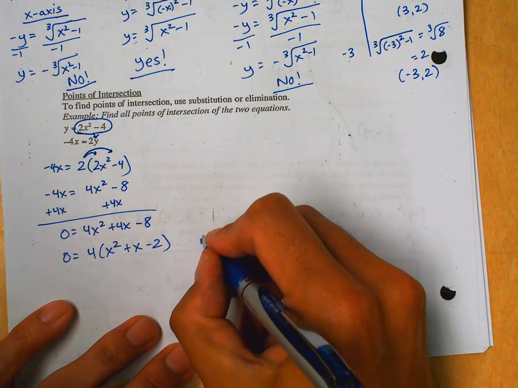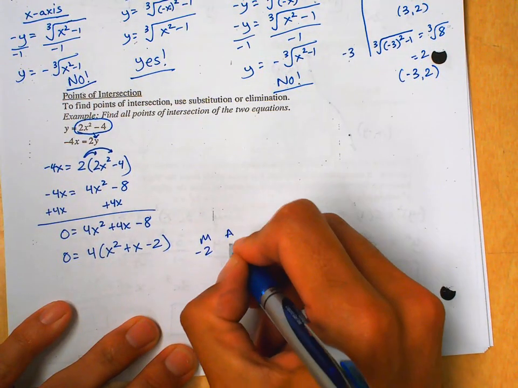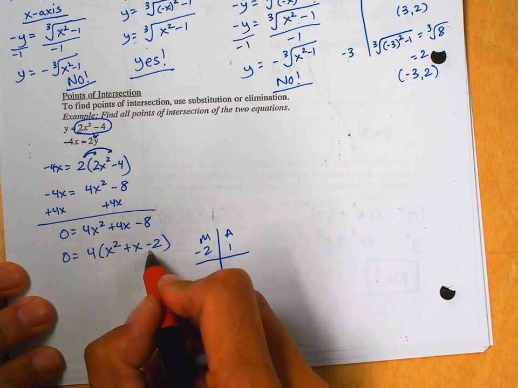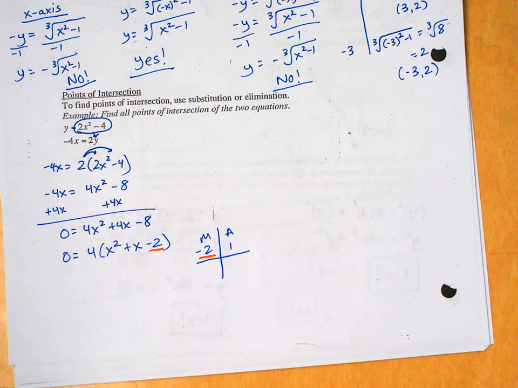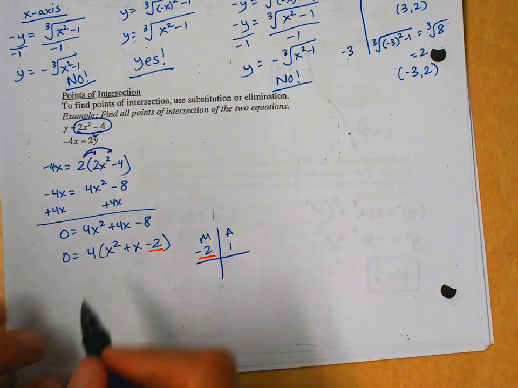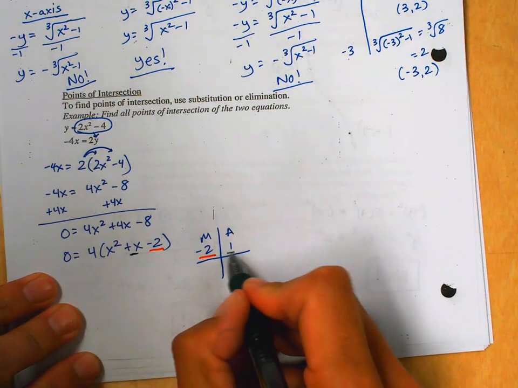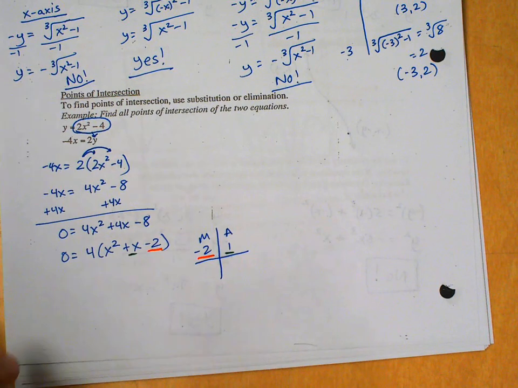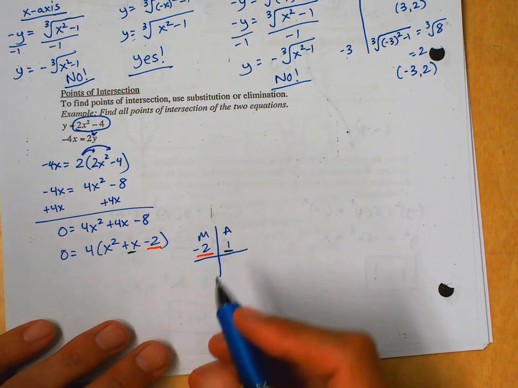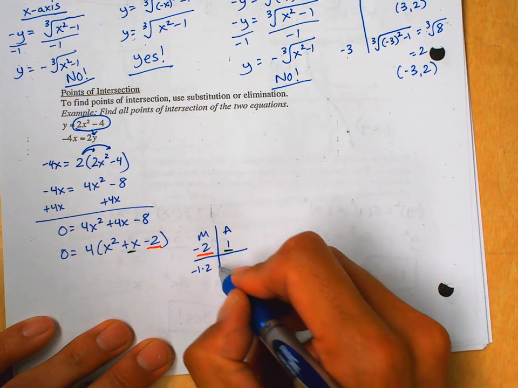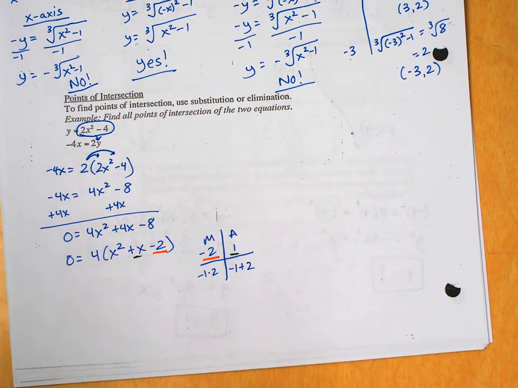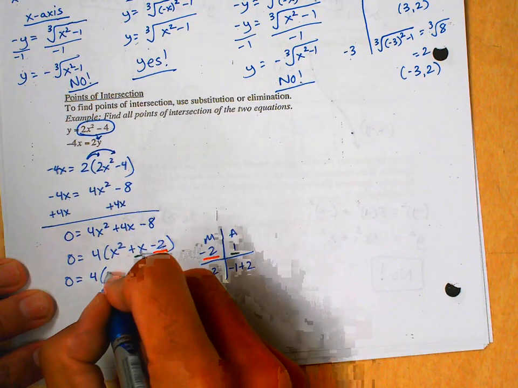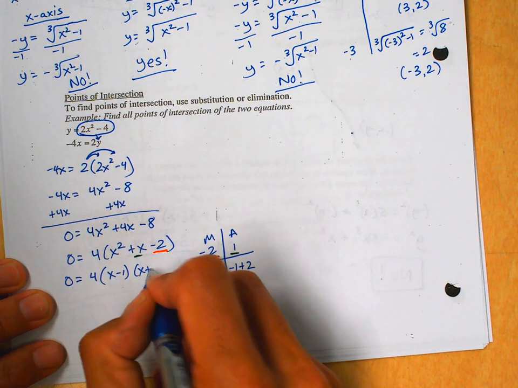I can just find what multiplies to negative 2 and adds to 1. Okay, and I got that from right here. What multiplies to negative 2, and the 1 is the coefficient of x, just in case you forgot some of your factoring skills. And so I need numbers that multiply to negative 2 and add to 1. That's going to be negative 1 times 2 and negative 1 plus 2. So we end up with 0 equals 4 times x minus 1 times x plus 2.